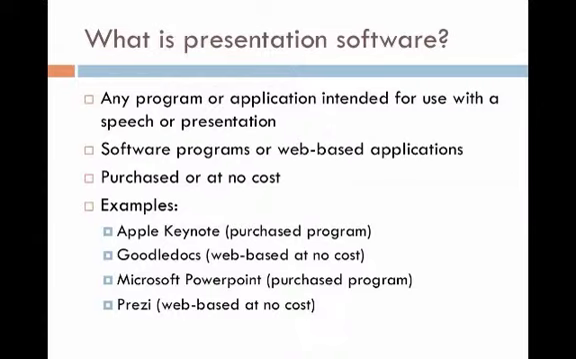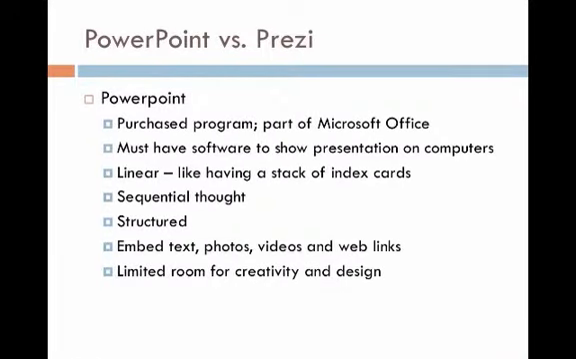You can purchase some of your options. You can get access to others at no cost to you. A couple of examples for purchase programs are Apple Keynote or Microsoft PowerPoint. You're probably familiar with at least PowerPoint. Examples of web-based apps that don't have a cost to you are within Google Docs or Prezi. Let's look a little bit at PowerPoint versus Prezi.